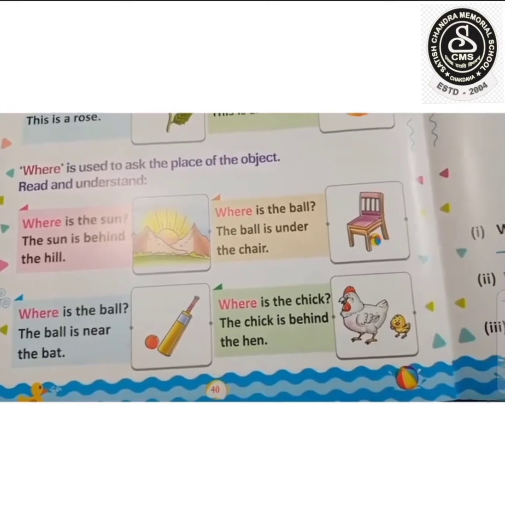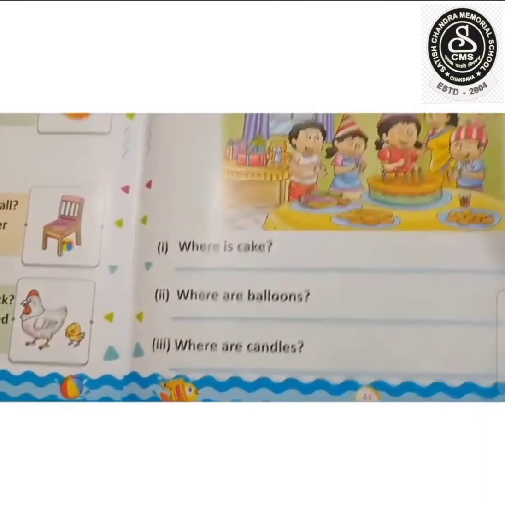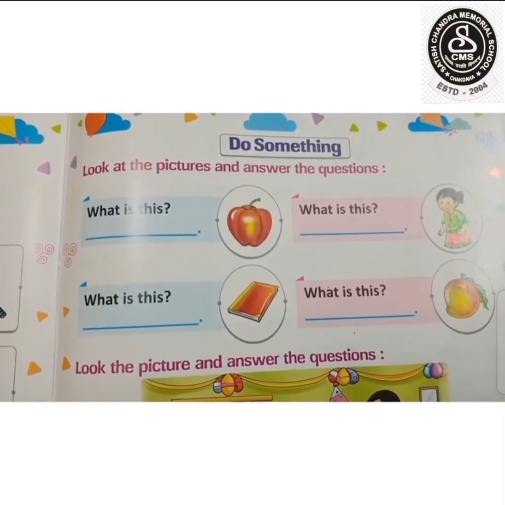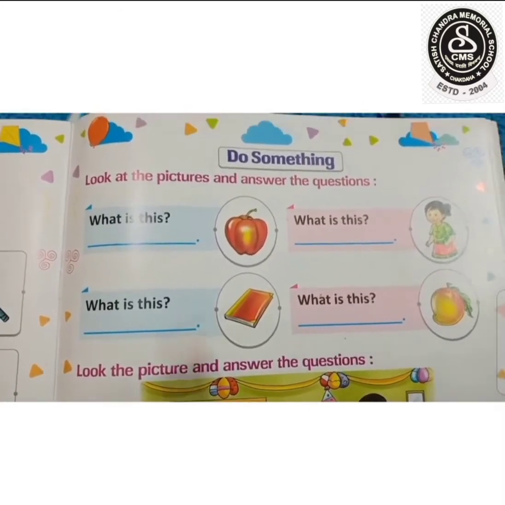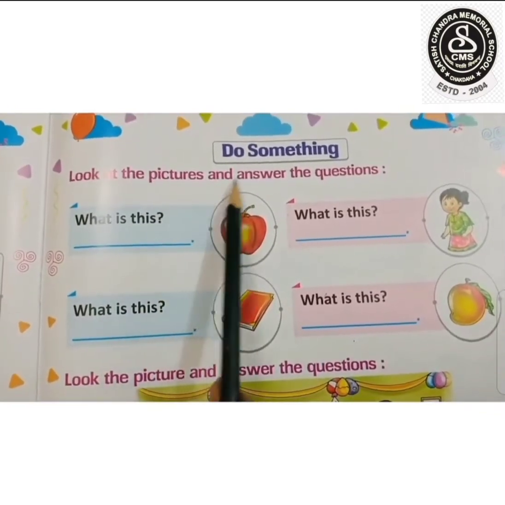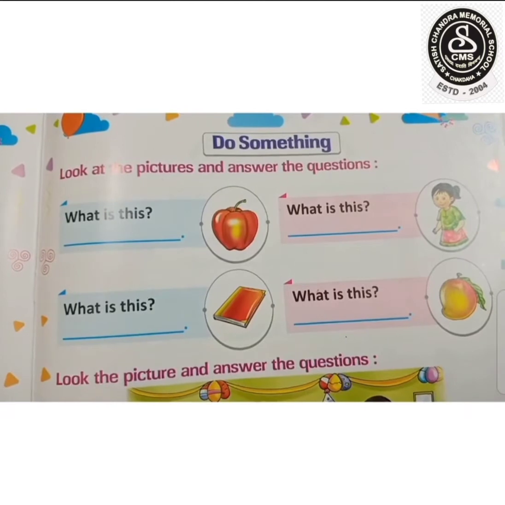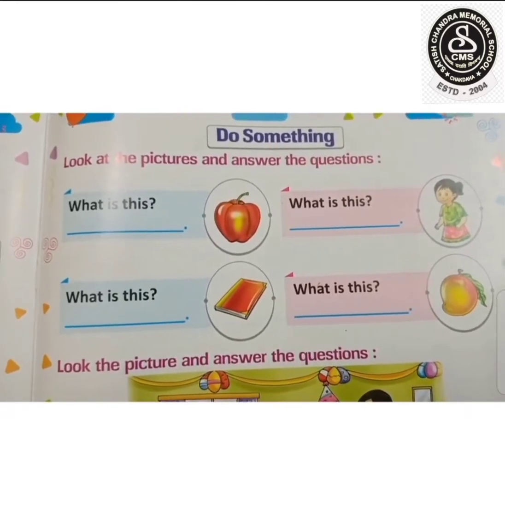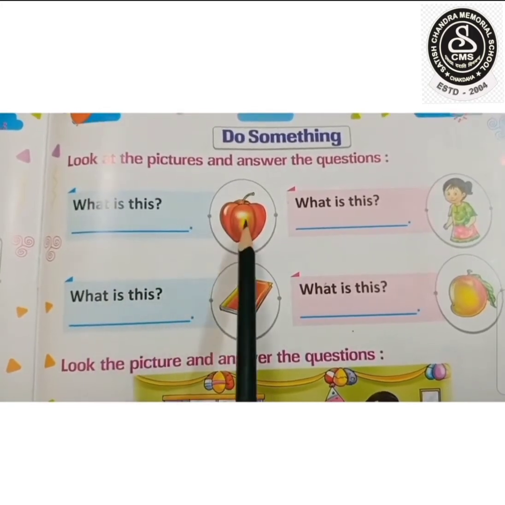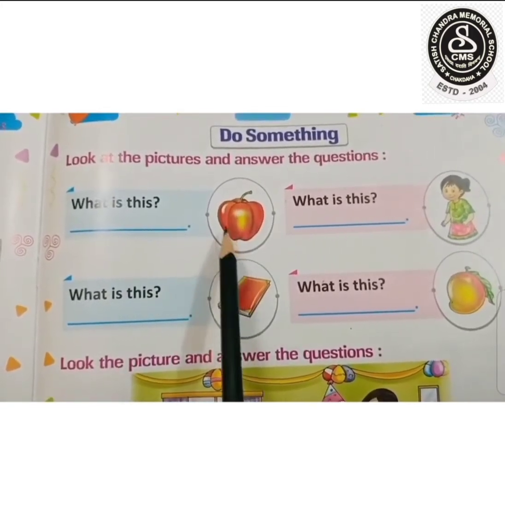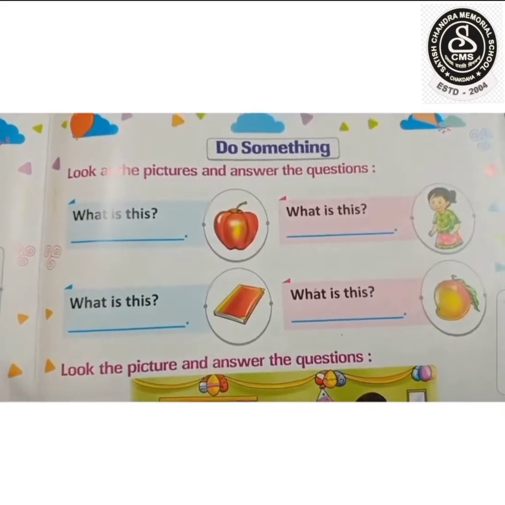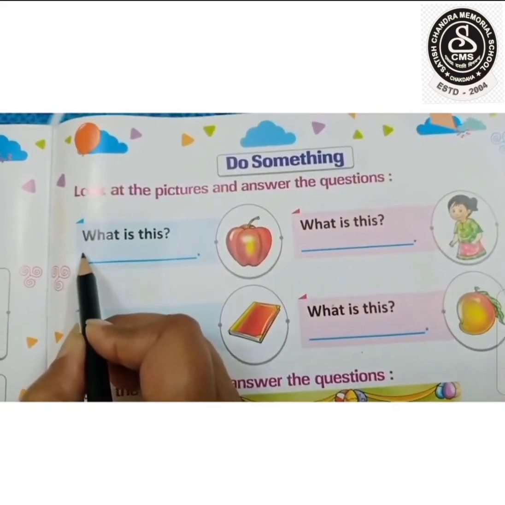Now, let us do the next page. Page number 41. Now, here we have two exercises and we have to do it. Now let's do the first exercise. Look at the pictures and answer the questions. Now children, let us start. What is this? Now children, we can see this picture. So children, what is this? Yes, this is an apple. So we will write here.